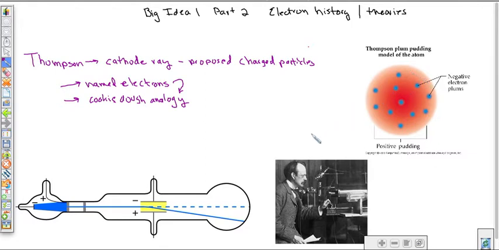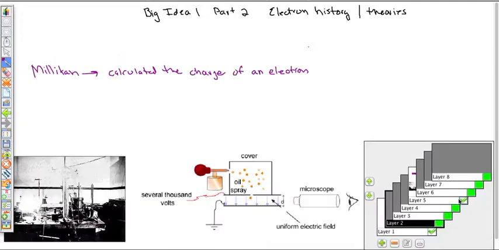So that was Thompson. After Thompson came Millikan, and so Robert Millikan was able to calculate the actual charge of an electron. So this is way, way, way back when, in the late 1800s. And he calculated the charge of an electron. This is his device that he set up.